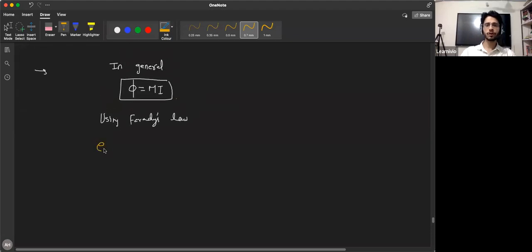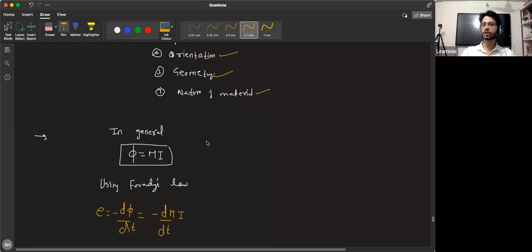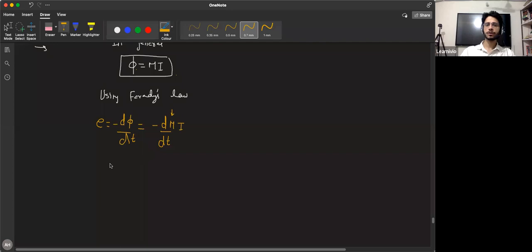So using Faraday's law, you can say that E is minus d phi by dt. You can substitute the value of phi here, so it will be minus d over dt of M I. Now, M depends upon these factors. These factors are not changing. Separation is not changing. Orientation is not changing. You're not rotating the coils. You're not changing the geometry. You're not changing the nature of material. This M is a constant, so you can take this M outside your derivative. It's minus M dI over dt. So this is the induced EMF, minus M dI over dt. This is the formula for induced EMF.